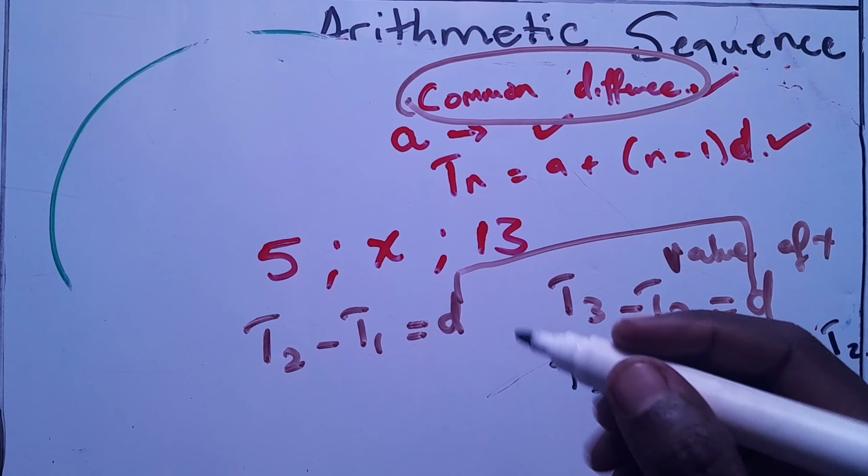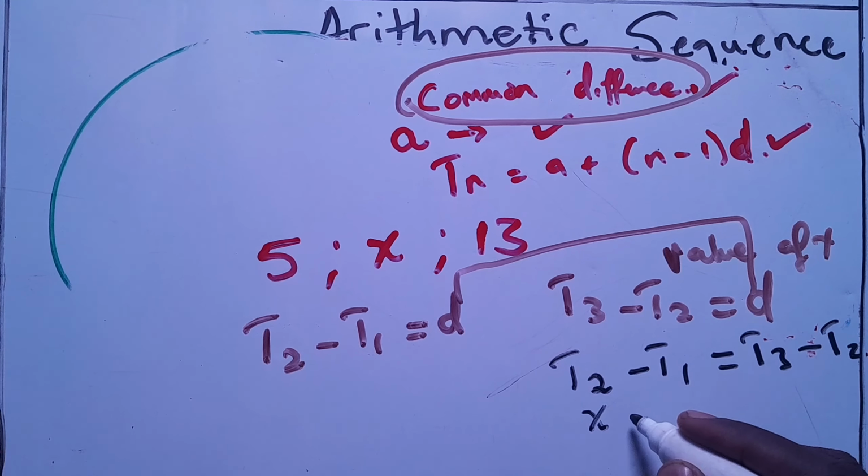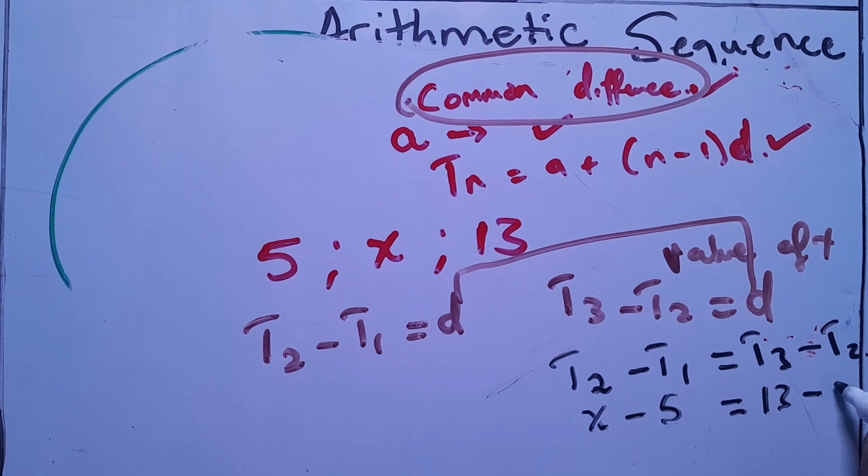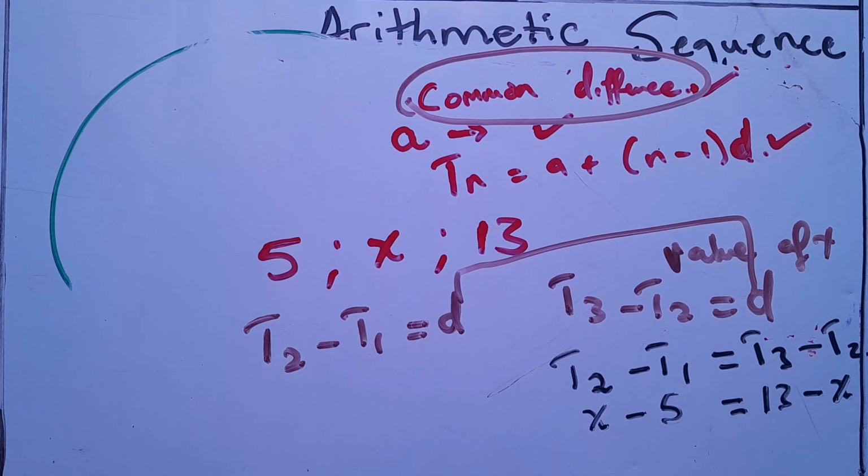So let's see, what is our term number 2? It is x. So x minus our term number 1, which is 5, should give us our term number 3, which is 13, minus our term number 2, which is x.